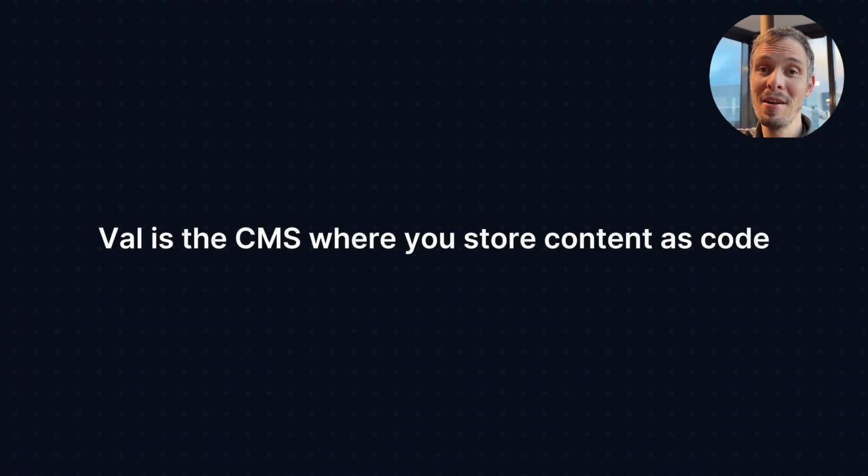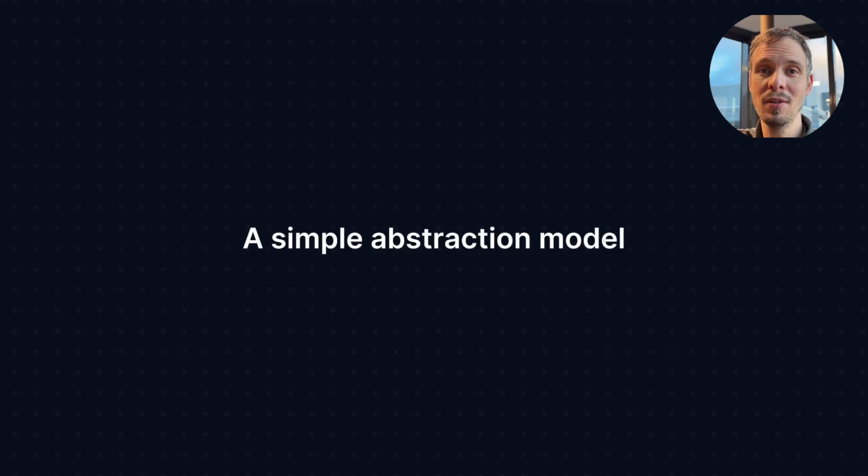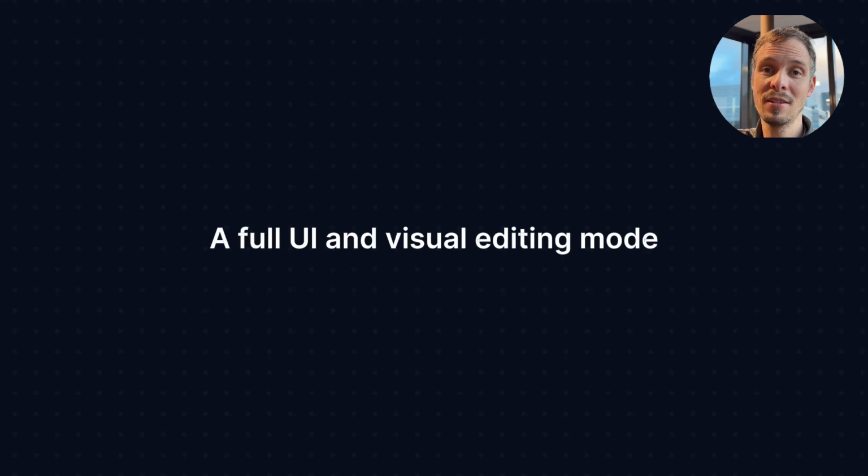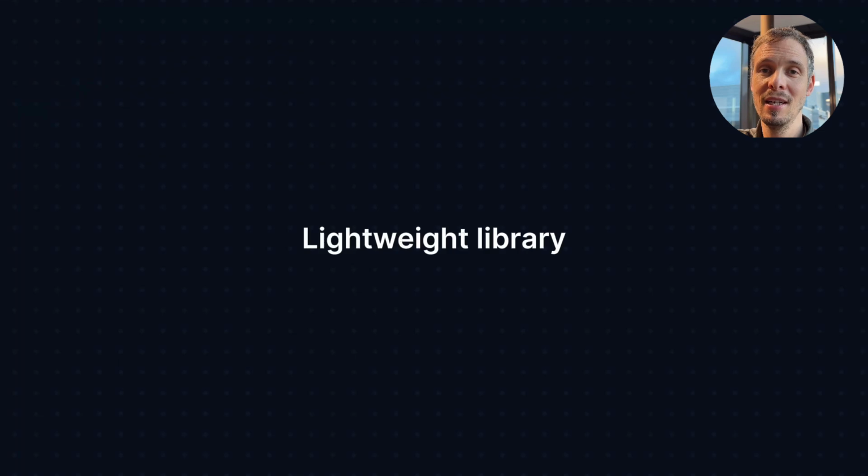So this has just been a quick overview of Val. To recap, Val's the CMS where you store content as code. It's got a simple abstraction model, end-to-end type safety, that includes refactorable content. It's got a UI and visual editing mode for direct edits inside of your application. It's lightweight and you can use it today without even signing up.